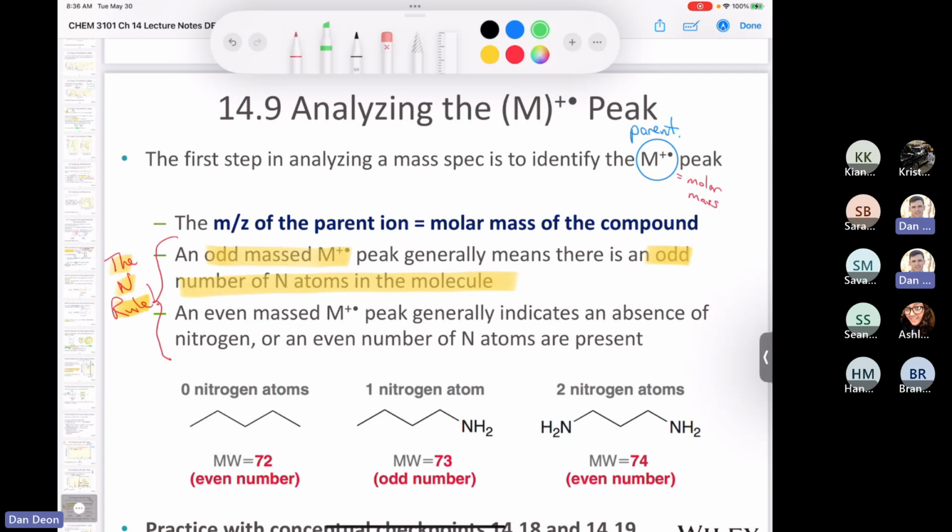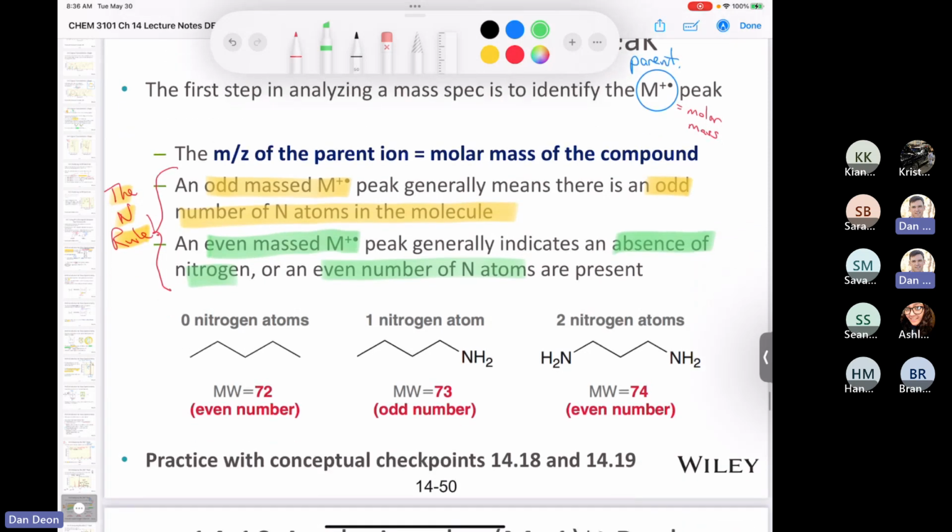The second part of it is, if you have an even mass, it generally indicates that you've got no nitrogen, so an absence of nitrogen, or you've got an even number of nitrogen atoms present in the compound. So let's take a look. Let's start in the middle. If we look at this molecule here, this is called butanamine.